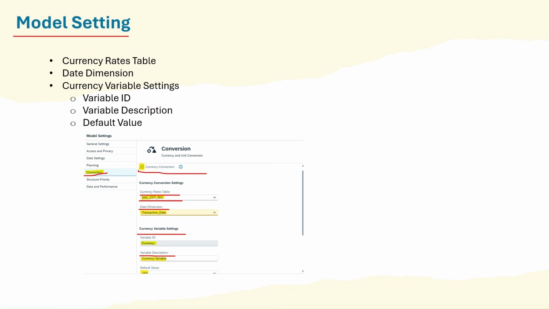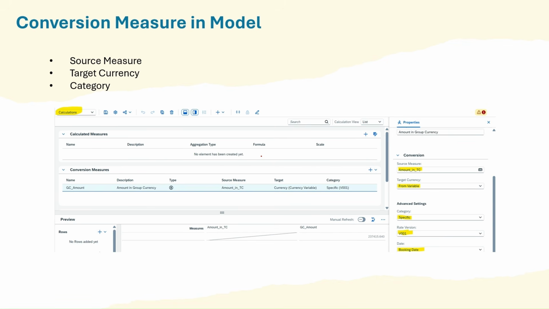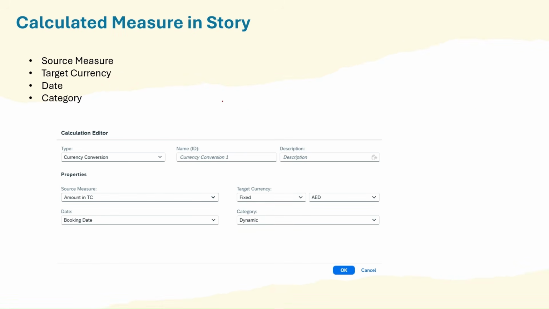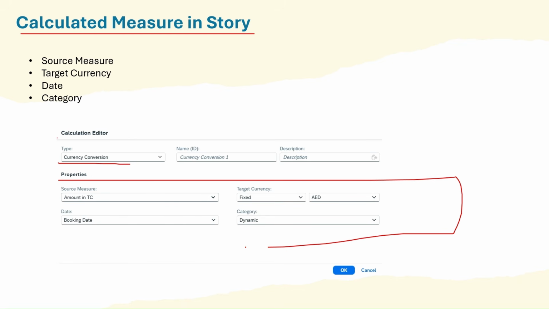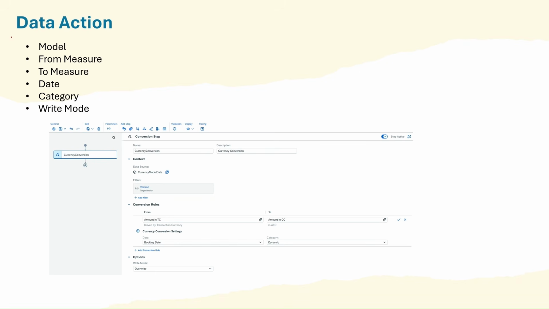This is another prerequisite you need to do: go to the model setting and do all this. Then you can perform the currency translation in three major areas. First, you can create a conversion measure. You open the model, go to calculation, create the conversion measure, and fill in these settings. Nothing to worry about, I will explain all these settings well in the demo session. This is the first area. The second option is at the story level, where you can create a currency conversion type of calculation, adding a measure, and again fill in this information to get your currency translation done. Another major area is the data action. In the data action also, you can use the currency translation step.